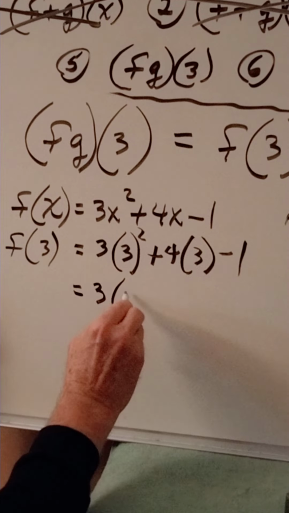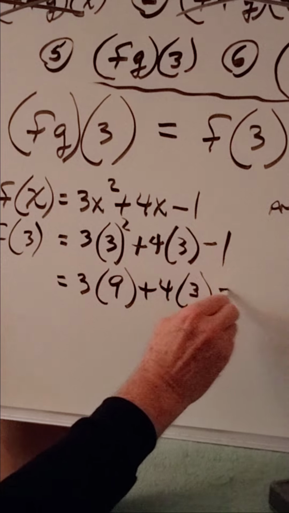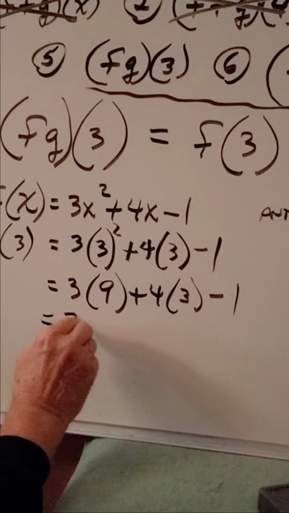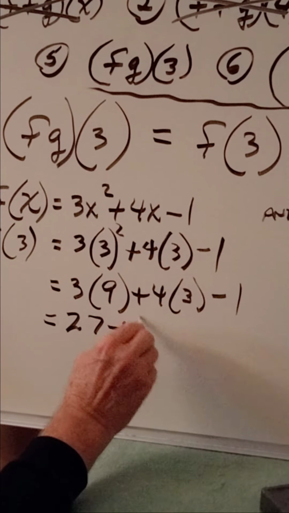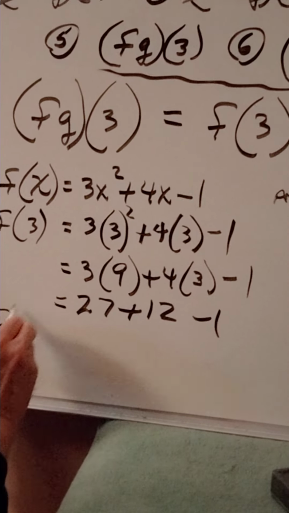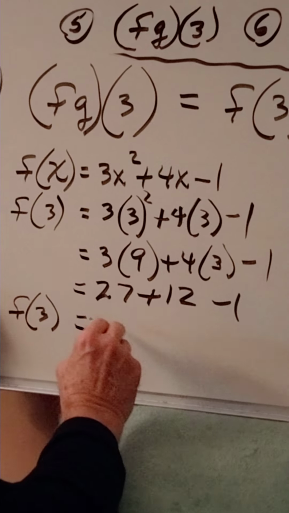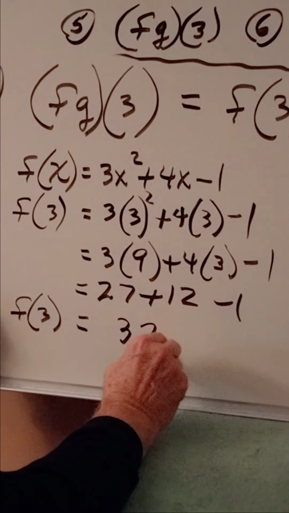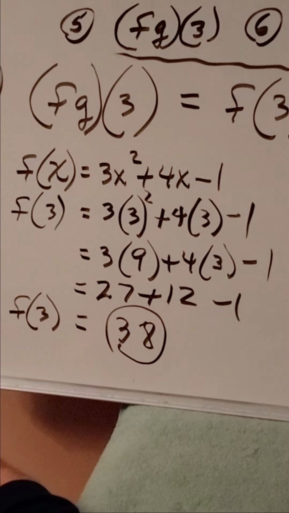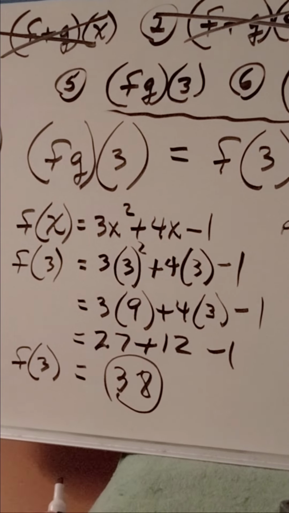3 times 9 plus 4 times 3 minus 1. 27 plus 12 minus 1. F of 3 is equal to, I believe, 38. I'm just going to circle that. Now that's the value of function f when the domain is 3.